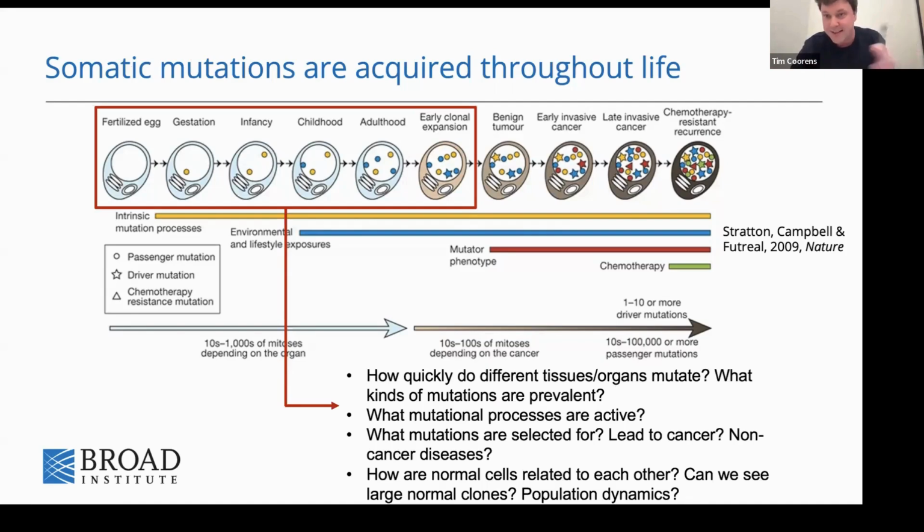How do different organs mutate? Is it at the same speed? Are there different mutational processes active in each of them? Can we learn something about development by looking at mutations that are shared between different cells, etc.?